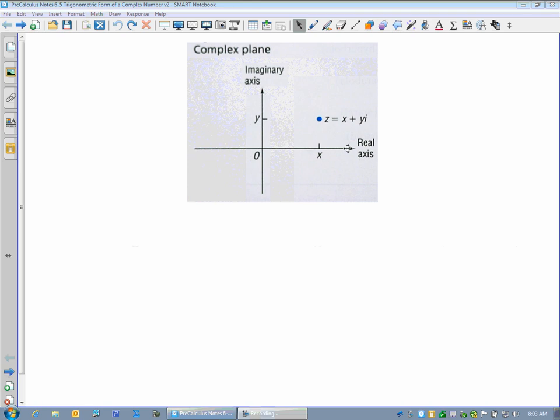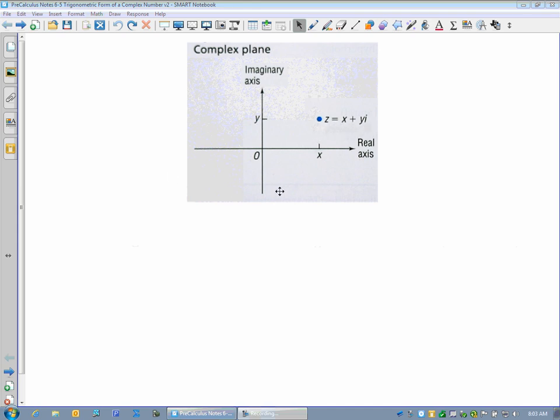have the real axis, which we used to know as the number line. Any real number would be somewhere on this number line. That's our x-axis or our real axis. And then the vertical axis is going to be our imaginary axis. So to find any complex number, there's going to be a real component and an imaginary component. So z, for example, represents a complex number. It's going to be x plus yi.